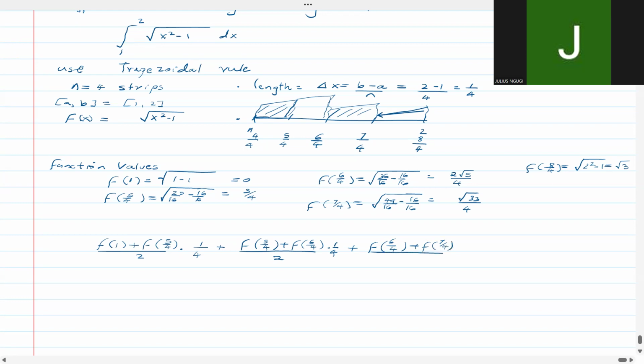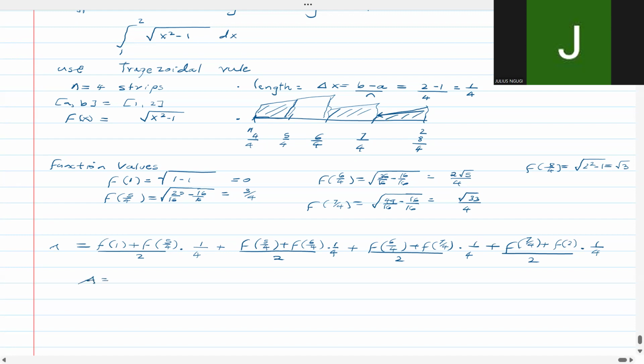Again, divide by 2. You multiply by the distance or the length. And the last trapezium will be f at 7/4 plus f at 8/4, or f at 2, divided by 2, multiplied by the length. So this is the area which can be approximated using the trapezoidal rule.